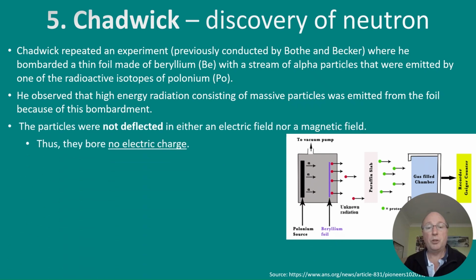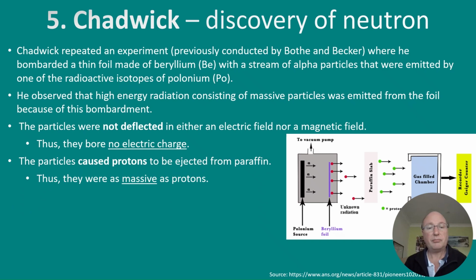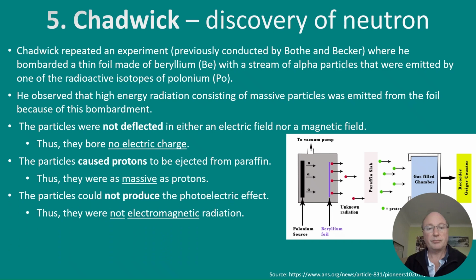The particles were not deflected in either the electric field or a magnetic field, thus they bore no electric charge. The particles caused protons to be ejected from paraffin, thus they must have been as massive as protons. And the particles could not produce the photoelectric effect, thus they were not electromagnetic radiation. The newly discovered particle was called the neutron.